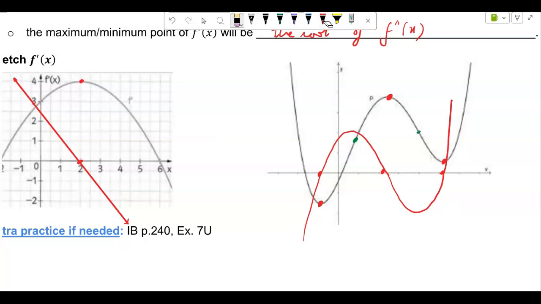So basically what's happening is your maximum and minimum are becoming the zeros and your points of inflection are becoming the turning points. And you look at the slope: this is positive, therefore it's above, negative below. So this is my f dash x graph.